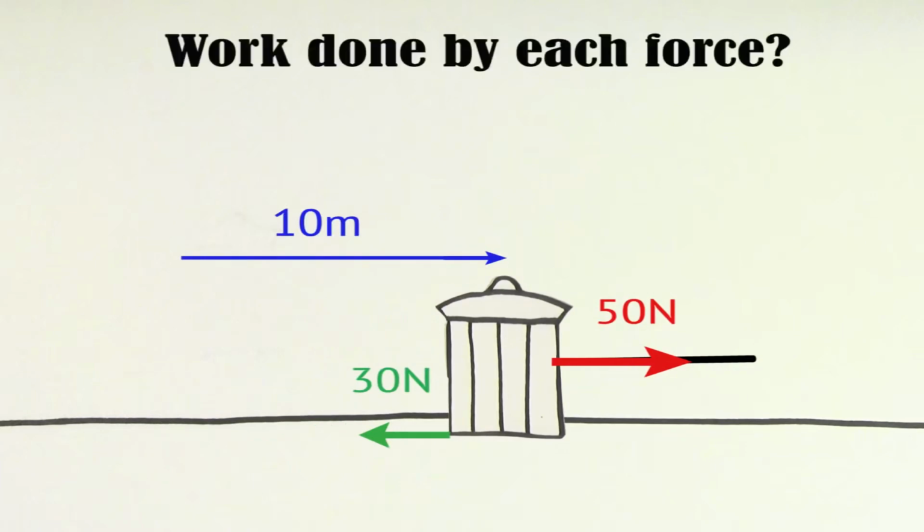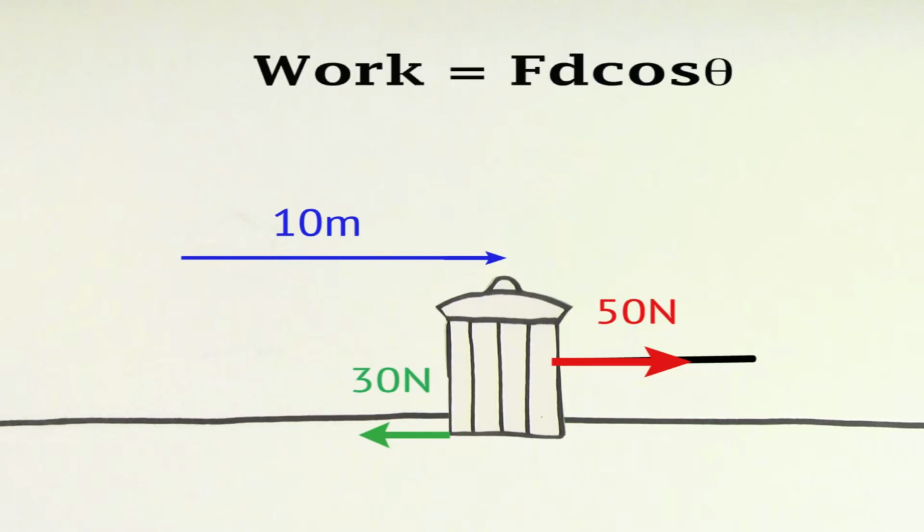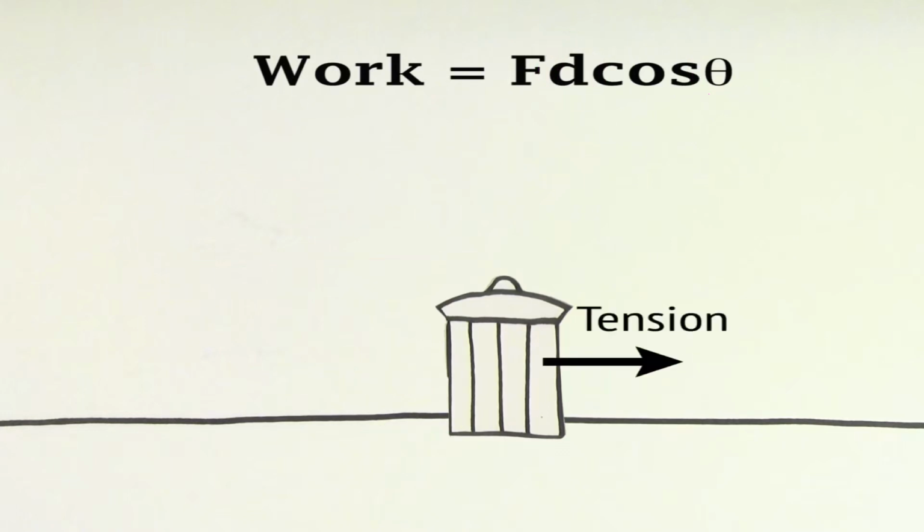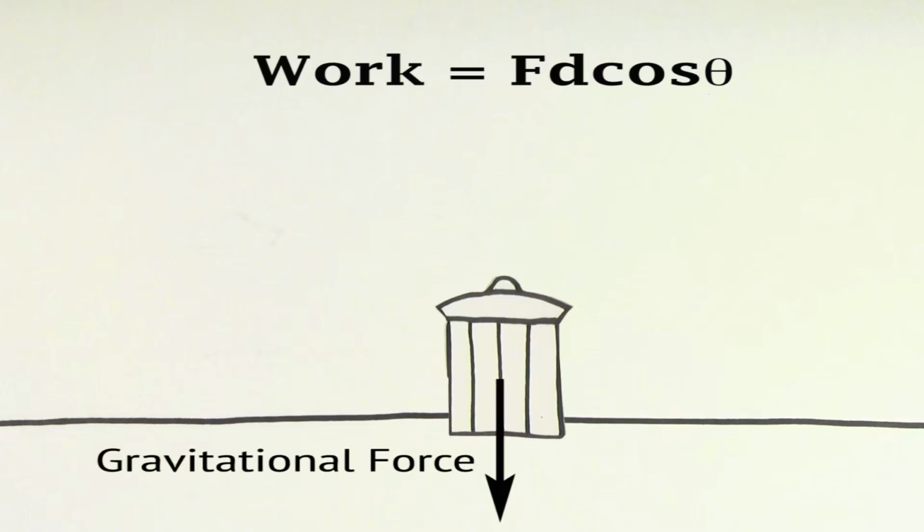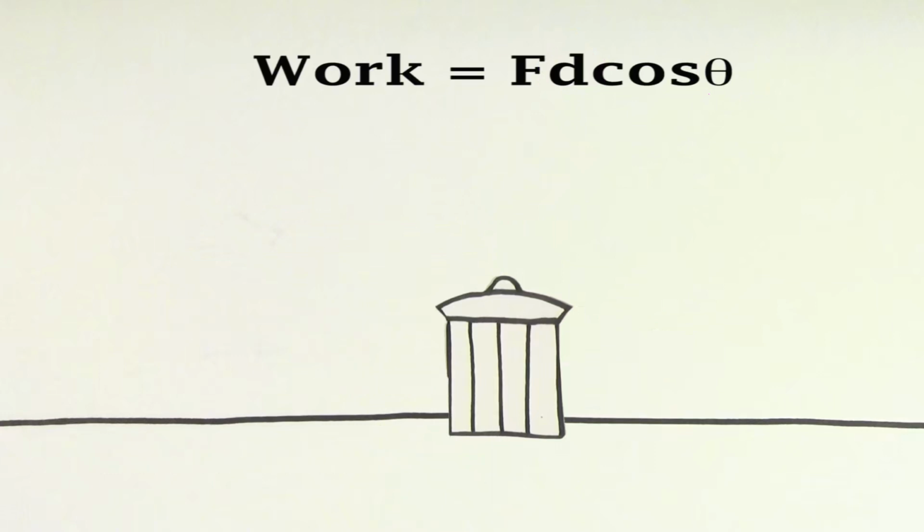Let's try to find the work done by each force on the trash can as it slides across the ground. To find the work done by each force, we should recall the formula definition of work. Work equals F d cosine theta, where theta is the angle between the force doing the work and the direction the trash can is moving. There are 4 forces involved here: tension, the normal force, the gravitational force, and the force of kinetic friction. In finding the work done for all of these forces, the displacement is going to be 10 meters, but the value of the force and the angle between that force and the displacement is going to differ for each of the forces.